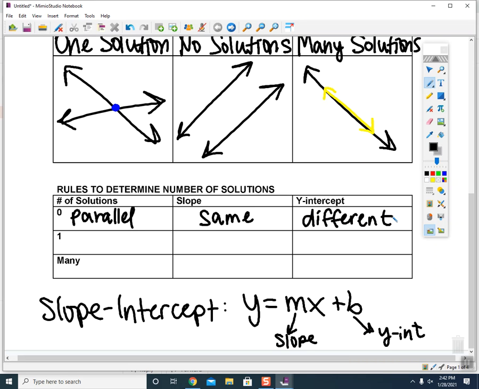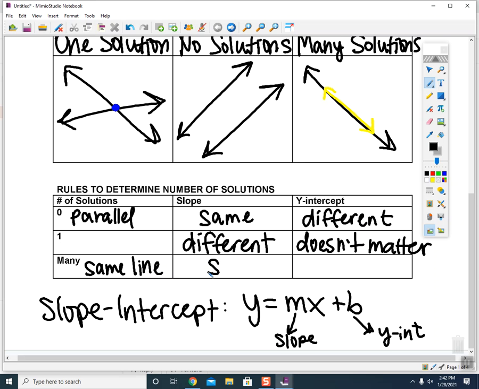If there's going to be one solution, I'm going to need a different slope. Anytime that I have a different slope, 100% of the time, my lines are going to intersect. If there's a different slope, they will intersect. So the slope needs to be different. The y-intercept doesn't matter for this one. It can be anything. Okay, and if there are many solutions, that means that I have one line on top of another. So that would mean that it's the same line, right? So in that case, I would need to have the same slope and the same y-intercept.